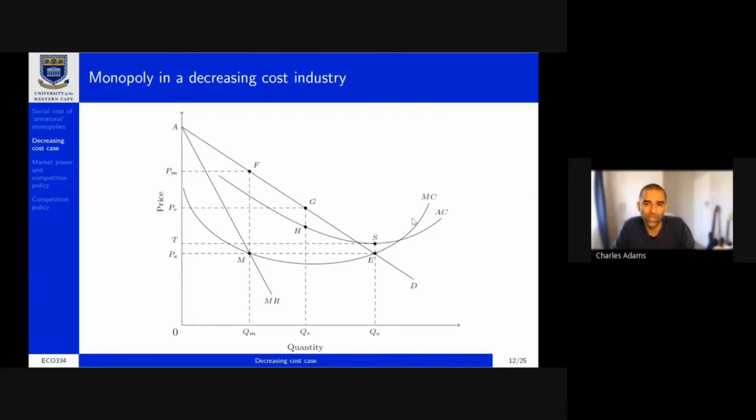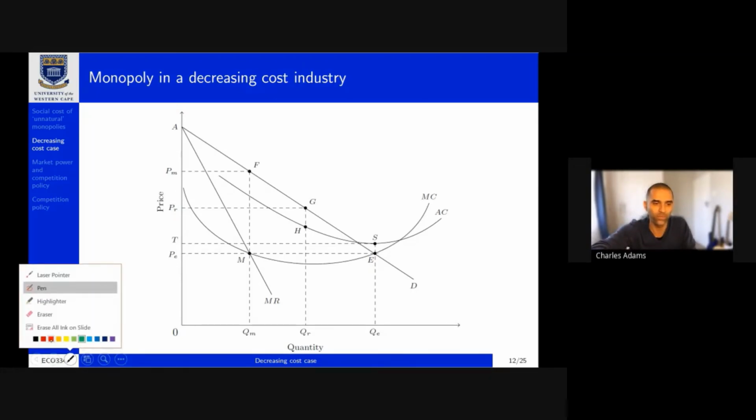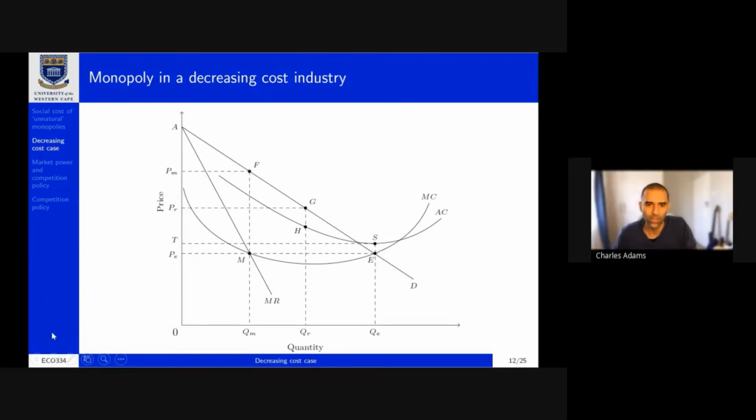And at that point, you have the marginal cost lying below the demand curve, right? So if you have a perfectly competitive market for this good or service, the perfect competition outcome is given by point E, which results in quantity of QE and the price of PE. But this results in a loss. Notice that the average cost lies above the marginal cost, lies above point E in this case, right?